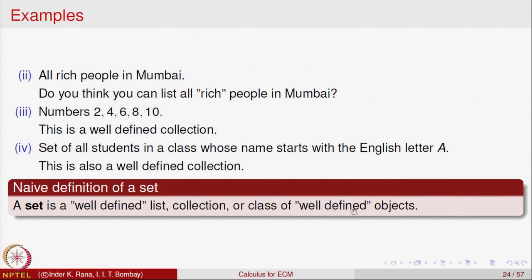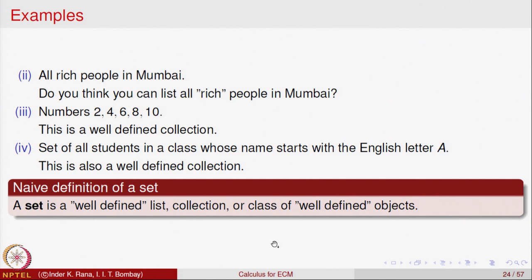So, the collection should be well defined and the objects in each of them should be well defined. We have not really given a mathematical definition of what well defined means. We have only tried to give you some examples which illustrate what well defined is. Actually, this is a very deep rooted philosophical problem in mathematics.